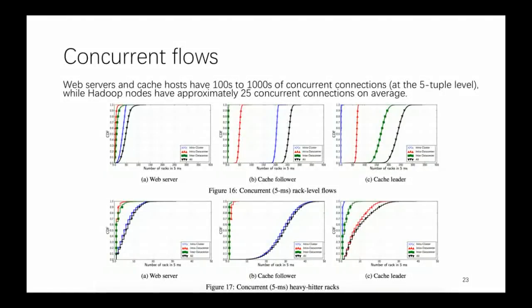Due to the differences in locality, web servers and cache followers have very few rack-level heavy hitters, while cache leaders display a different pattern. Even considering only heavy hitter racks, the number of concurrent destinations is significantly larger than that which is reported by Alizadeh. For front-end clusters at least, hybrid circuit-based approaches may be challenging to employ.